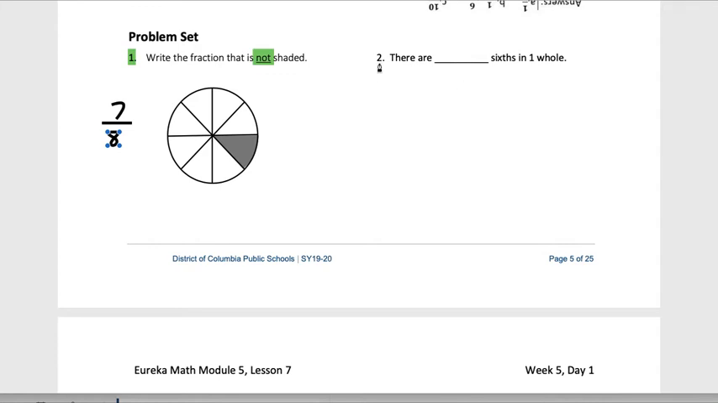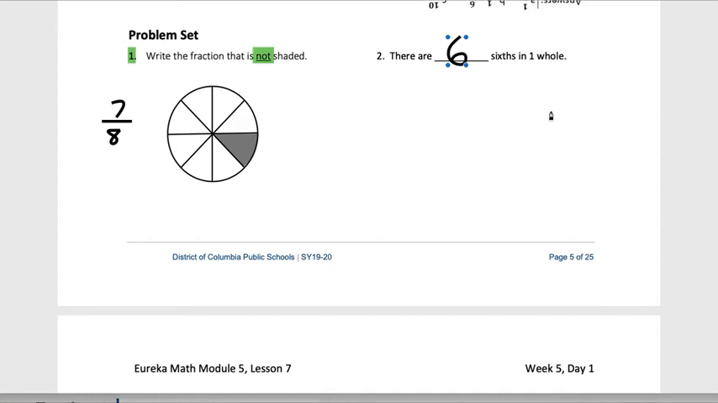Okay, then for number 2, it asks you, there are blank 6 in one whole. How many 6 are in one whole? There would be 6 in one whole. Now that looks really funny. Let's see if we can go back. There we go. There are 6 sixths in one whole.